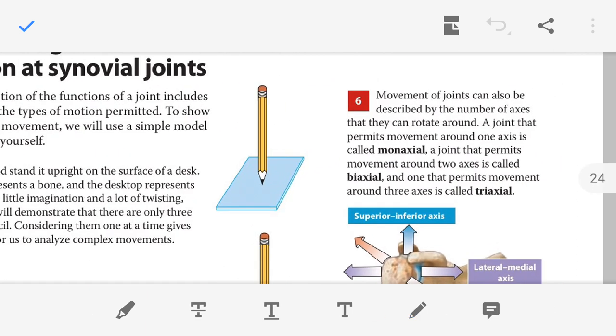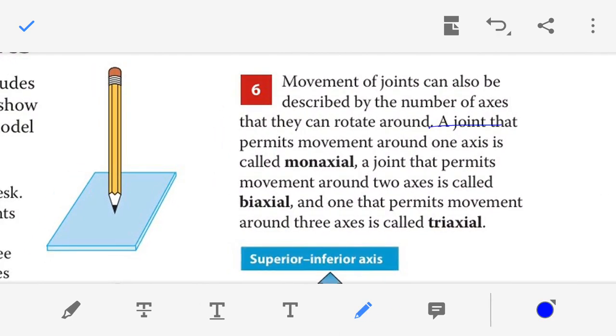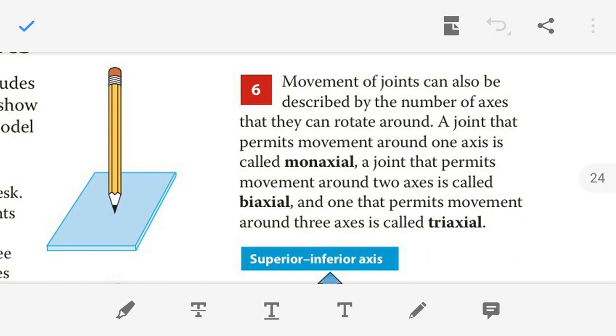Okay, so if a synovial joint permits movement around one axis, that type of joint will be monoaxial. If the joint permits movement around two axes, that will be biaxial, and a joint permitting movement around three axes will be triaxial.